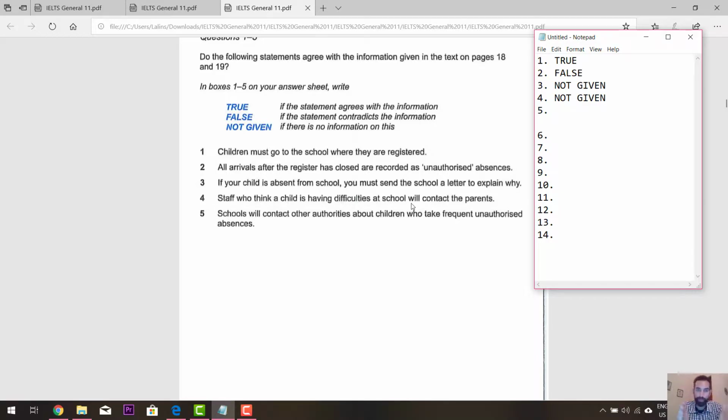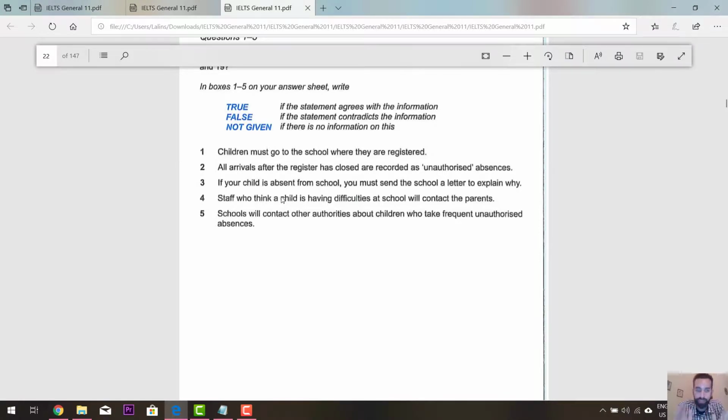So when you're looking for ones that are not given, it's basically something that's not mentioned. As with number 4, the staff wasn't mentioned. It was talking about parents and their child that's having difficulty. And with 3, it's mentioning a letter when a letter wasn't mentioned anywhere in the text about being absent from school and sending the school a letter. So since the letter was not mentioned, that's not given.